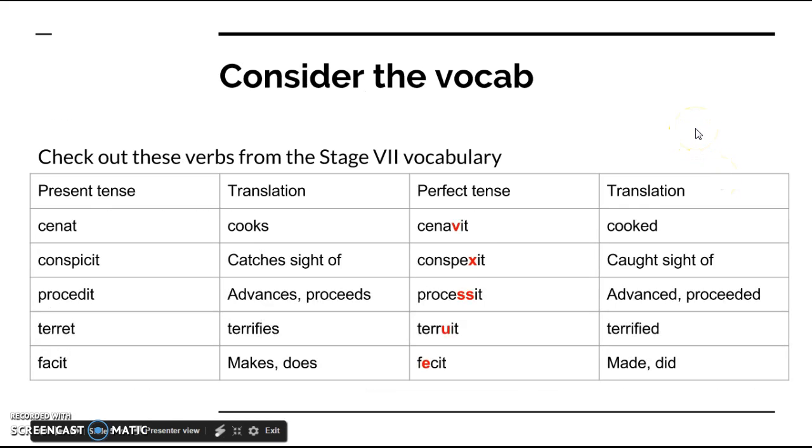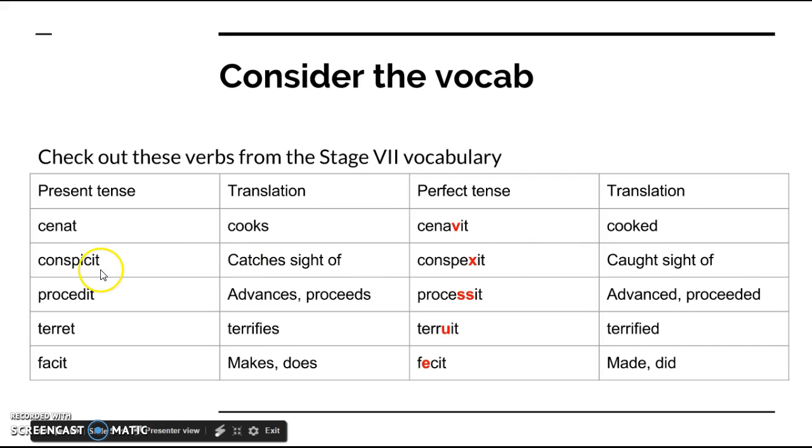So I want you guys to look at the stage 7 vocabulary if you have it in front of you. If you don't, that's okay. You have this slide right here. This will help. So these are 5 verbs from the current vocab list for this week. We have the verb coquit, which looks a lot like cena, which is good because it means cooks, whereas cena means dinner. In the perfect tense, it turns into coxit. That familiar tense indicator is right there in the middle. And when you translate it in English, it is cooked. Okay, simple enough.